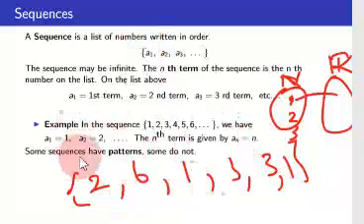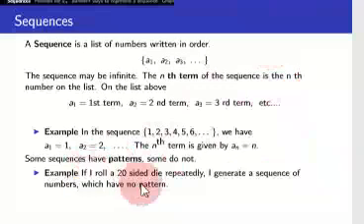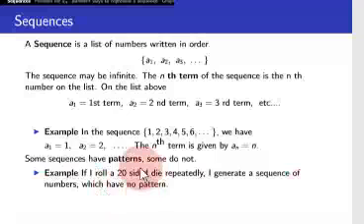So that's why some sequences have patterns, but some don't, right? Keep that in mind. Look at this one. This one does not have a pattern. Here, if I roll a 20-sided die repeatedly, I can generate a sequence of numbers which have no pattern, because it is random. We don't know what will come. We cannot decide that. So generally, a sequence does not have a pattern, right?